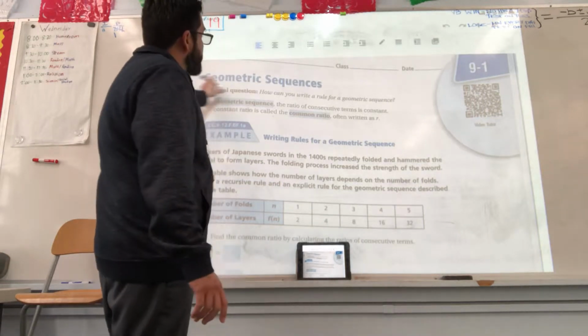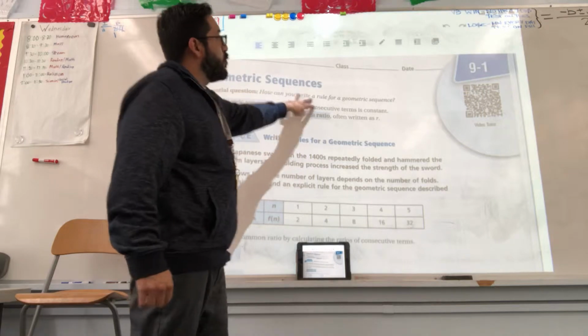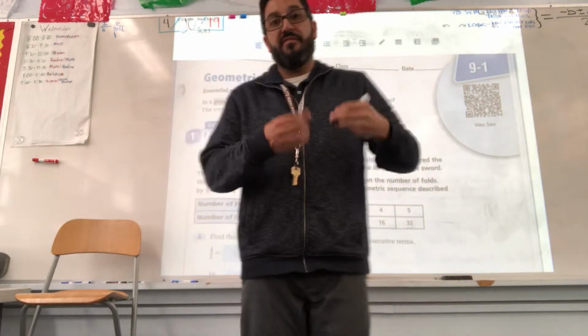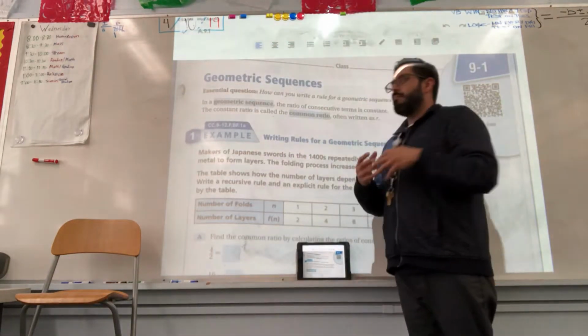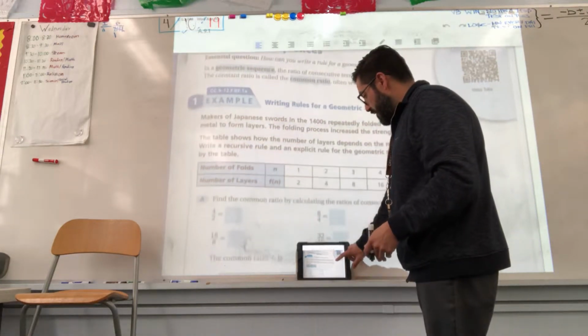I'm going to be going over some information today. We're going to be looking at geometric sequences, and we want to figure out how we can write a rule for a geometric sequence. But first, before we can do that, we've got to figure out what in the world a geometric sequence is.